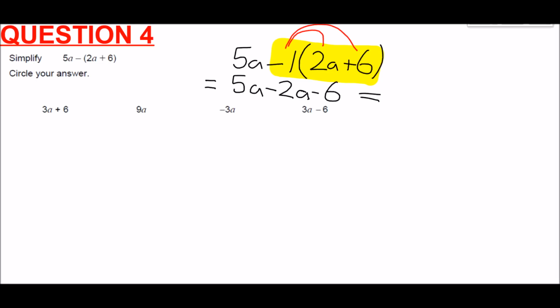So now we can group together the a terms. 5a take away 2a means we'd be left with 3a. Finally, with minus 6 at the end. So our final answer is 3a minus 6. Common mistake there would be to say it's 3a plus 6, but we're actually taking away everything that's in the bracket. So what we need to circle here is the last option, which is 3a minus 6.